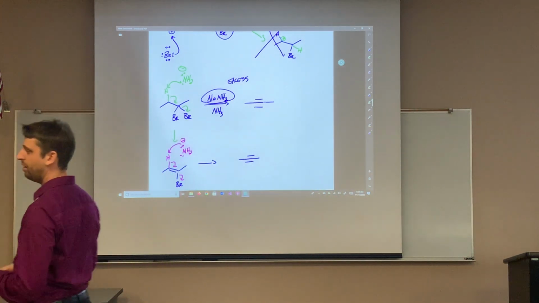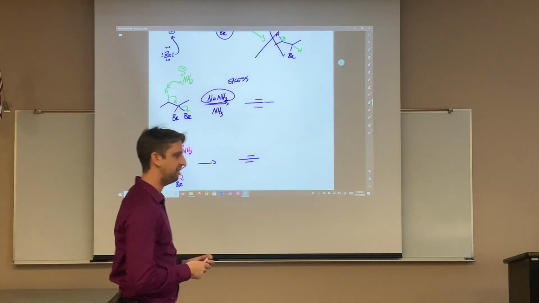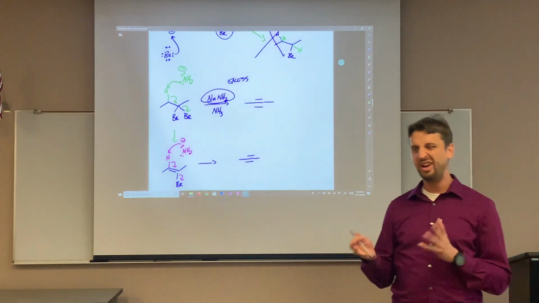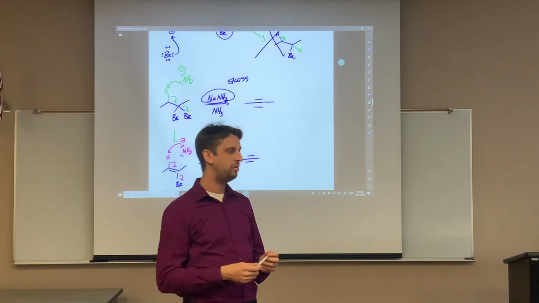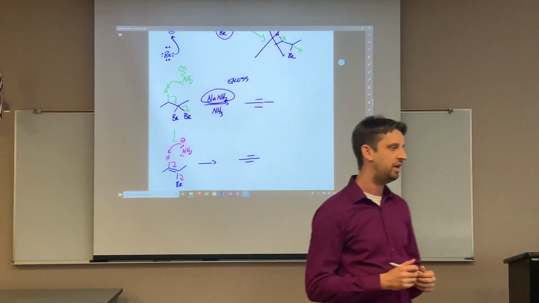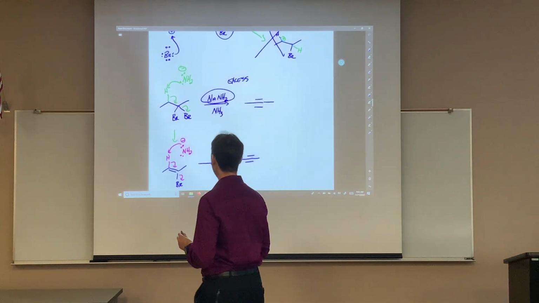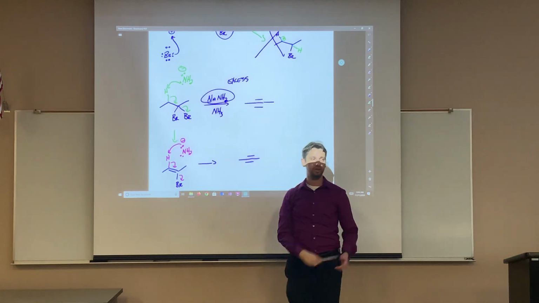Now, we did mention that we can only do this with certain bases. We have to have a really powerful base. Our t-butoxides and our alkoxides, ethoxide, these kinds of things, are not going to be strong enough to take us all the way to an alkyne. They're just going to make a big mess. But sodium amide in ammonia will take us all the way down to an alkyne.